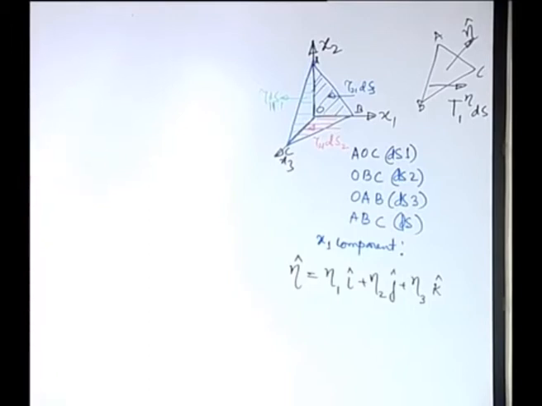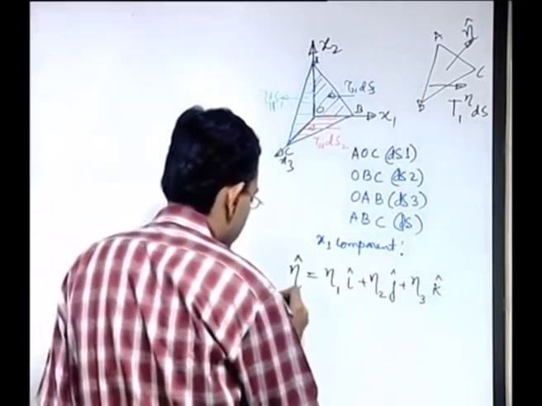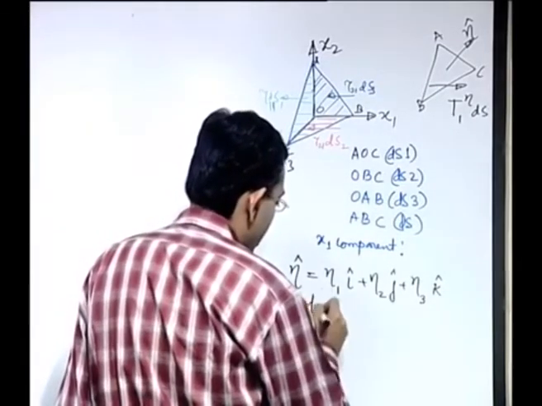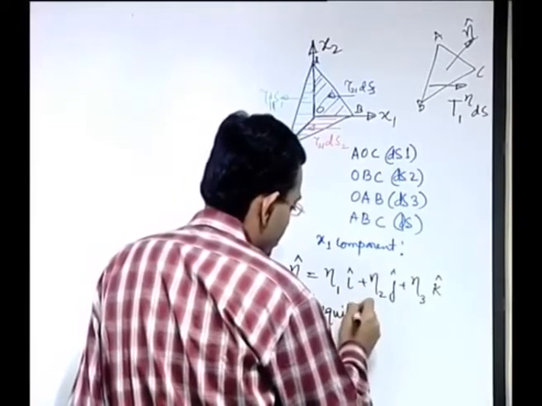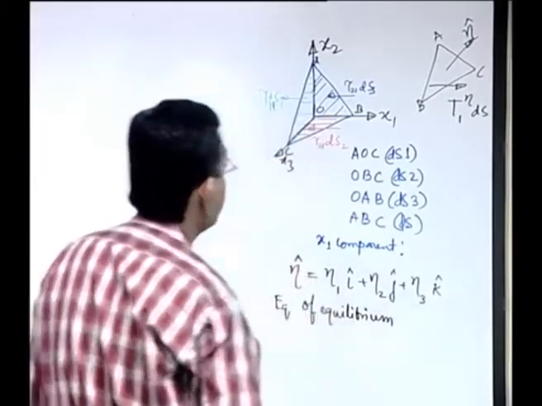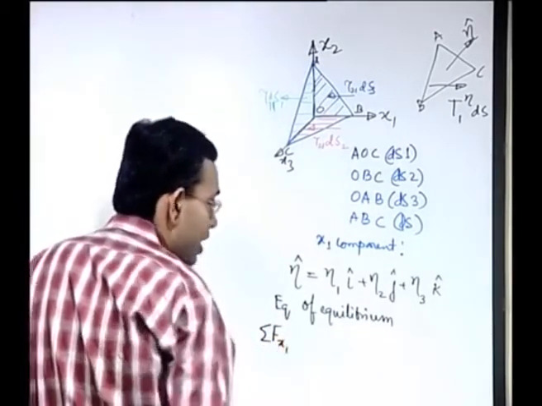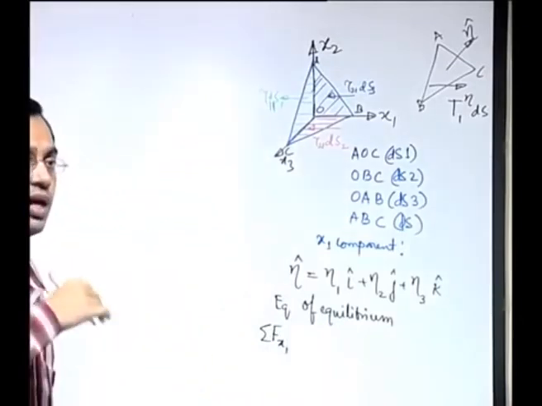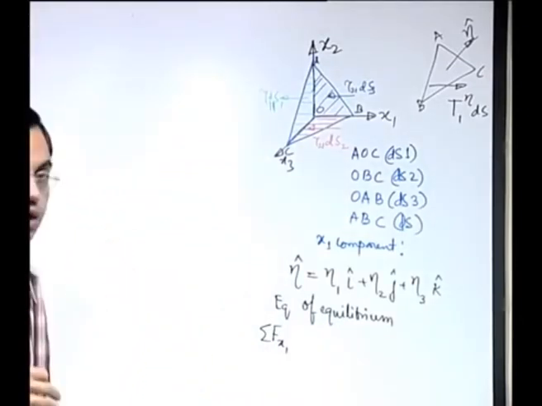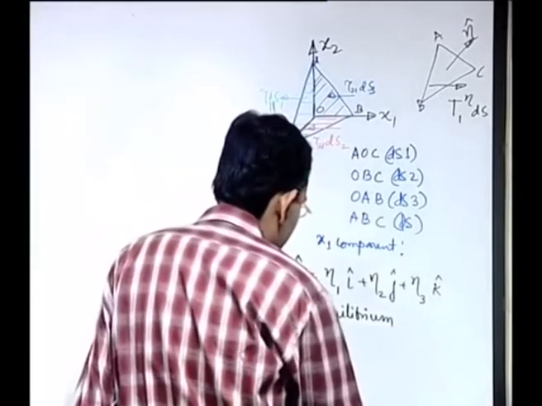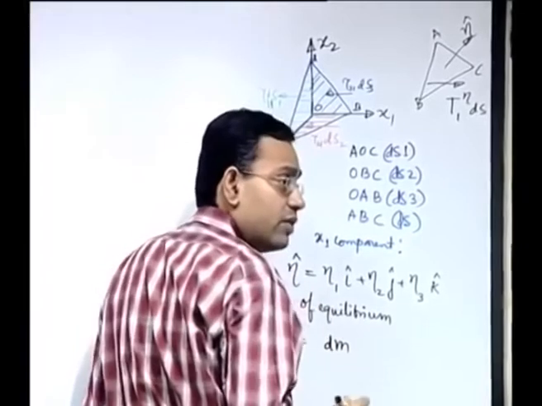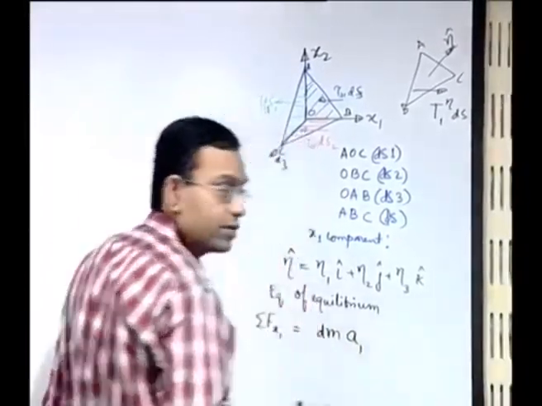Now, let us write the equation for equilibrium. The resultant force along x1, if the fluid element is under rest or uniform motion, is 0. But if it is under dynamic equilibrium, that is, if it is accelerating, then it is equal to the mass of the fluid element times acceleration along 1.